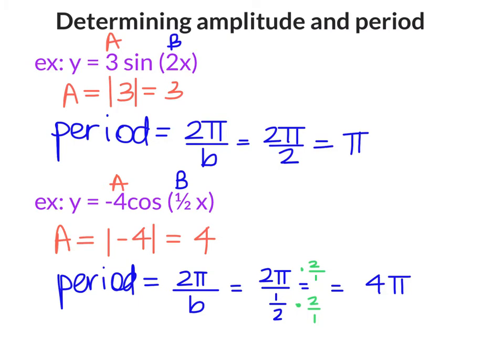So what that means when the period is 4 pi is that you are only going to see 1/2 of a cycle in the standard period of 2 pi. So that means, for example, in that function, you have a pretty frequent looking graph. This one is going to take a little bit longer to complete its full cycle of 4 pi.